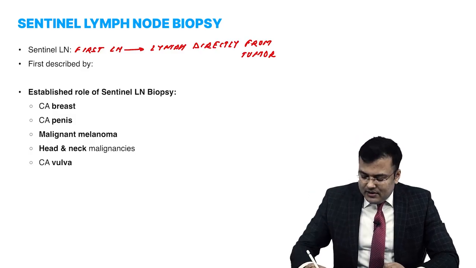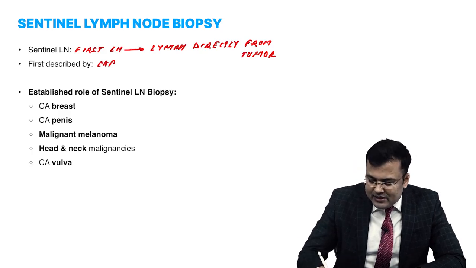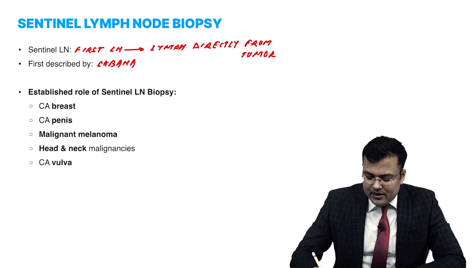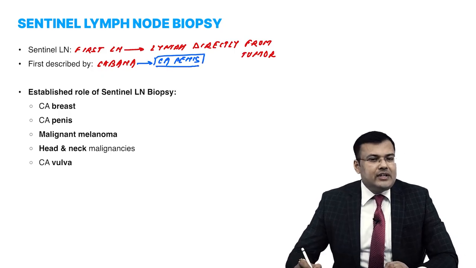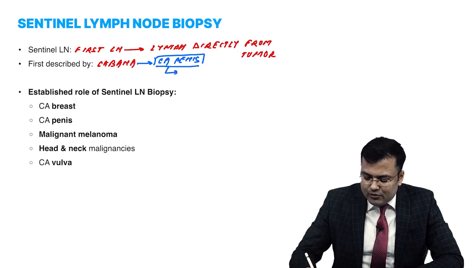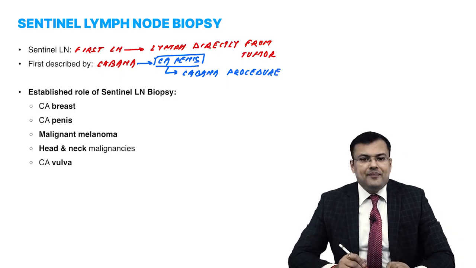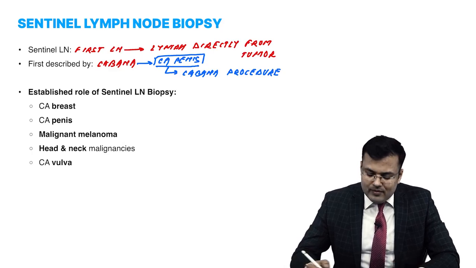Who described sentinel lymph node biopsy for the first time? It was described by Cabana. In which malignancy? Cabana described sentinel lymph node biopsy for the first time in carcinoma penis. That's why sentinel lymph node biopsy in carcinoma penis is known as the Cabana procedure. Clear? So what are the malignancies where there is an established role of sentinel lymph node biopsy?